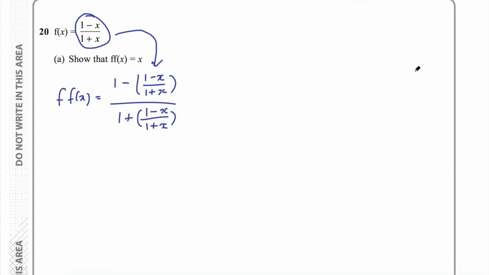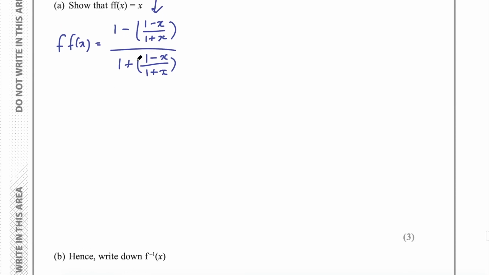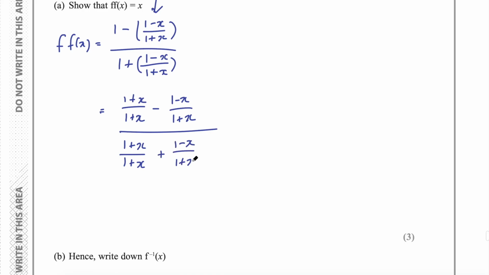And now I need to simplify this messy looking expression. The first thing I do is find a common denominator, so multiply 1 by 1 plus x. So this is going to be 1 plus x over 1 plus x. Take 1 take x over 1 plus x. And then this one's going to be 1 plus x over 1 plus x plus 1 take x over 1 plus x. Then we have common denominators, so we can add or subtract the numerators.